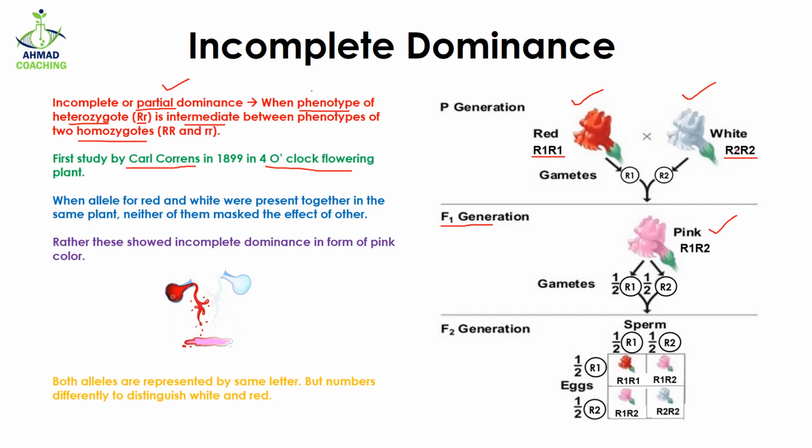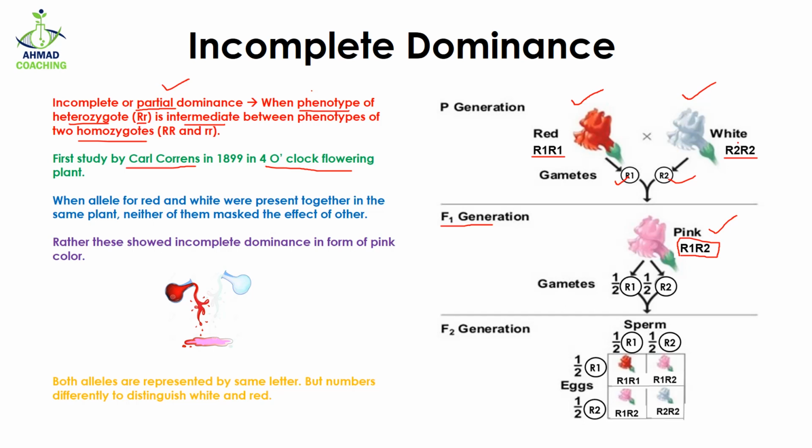So when the gametes are formed, each gamete will have only one type of allele, and when they are crossed together, the allele from the red flower and the allele from the white flower are going to fuse together to form an R1 R2 offspring. So here you can see that we have a heterozygote. Instead of showing the red color or white color, the phenotype is intermediate between red and white.